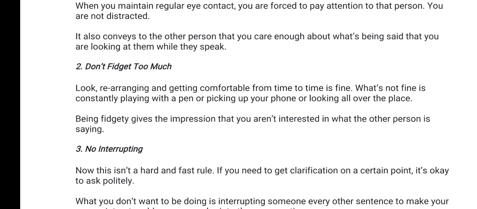So in order to be an active listener, in order to practice active listening, you should concentrate on what the speaker is saying and you should not concentrate on rearranging your position or this and that.